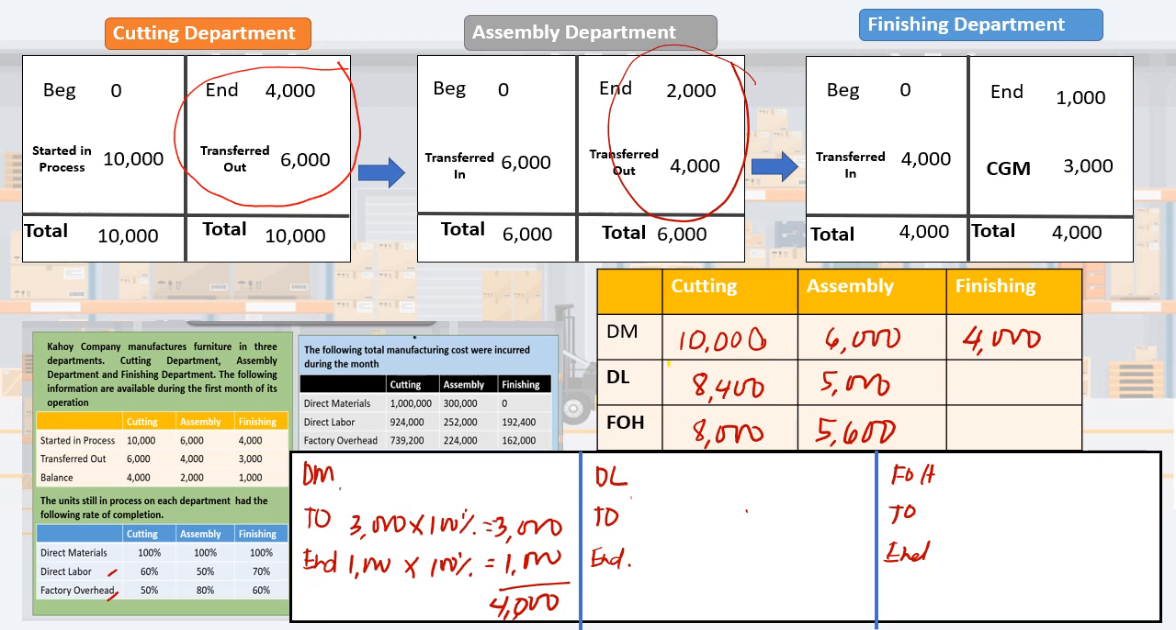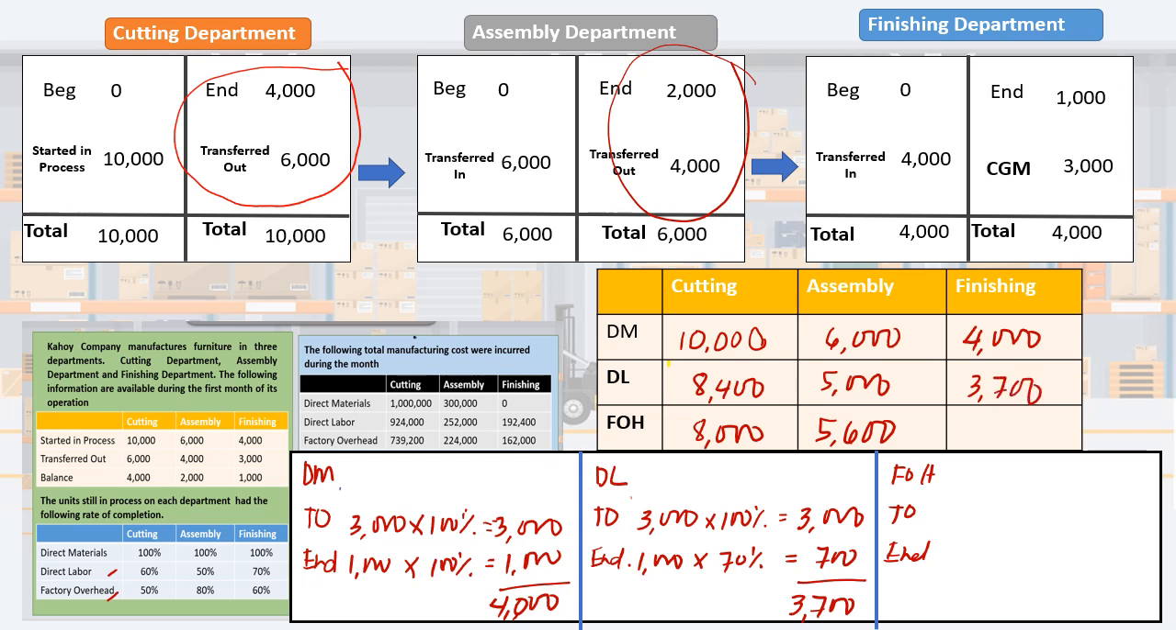So, direct labor natin, ang ating transferred out ay 3,000 or yung ating cost of goods manufactured. So, lagay natin dyan 3,000 units. So, dahil transferred out na yan, ang assumption, 100% completed na yan. So, lagay po natin dito, 3,000. So, yung ending balance po natin is 1,000 units. Multiply natin sa rate of completion na 70%. So, ang rate of completion natin sa ending, 1,000 times 70%. So, we have 700. So, equivalent unit of production and direct labor sa finishing department will be 3,700 units. So, factory overhead, so last na.